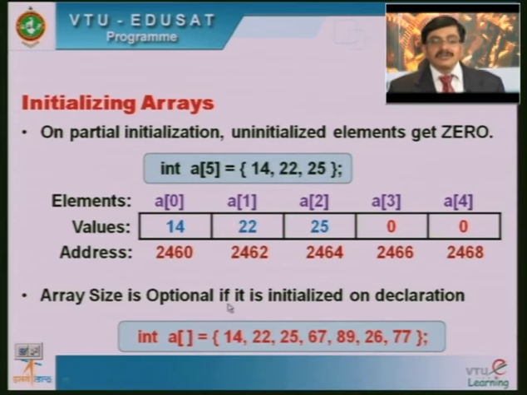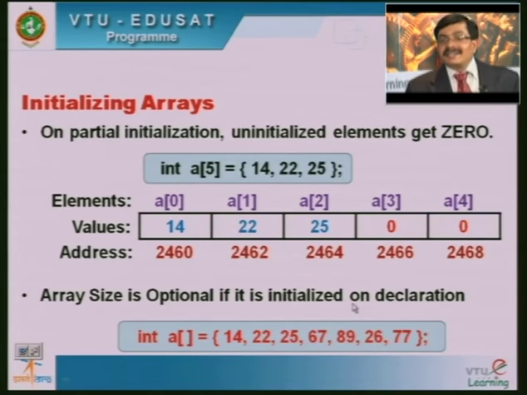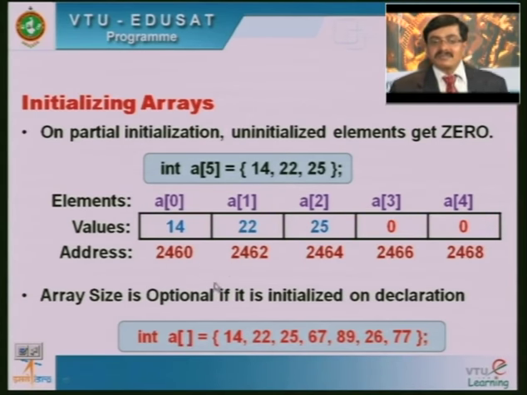So array size is optional if it is initialized on declaration. And this is quite interesting. Here I am not mentioning the size of the array, I am just mentioning the elements that could be stored in this particular array. So A is an array of integer elements, and the size is optional, so I am not mentioning it. The reason is that all the possible elements that could be stored in this array I am mentioning here: 14, 22, 25, 67, 89, 26 and 77. So how many elements do we have? 1, 2, 3, 4, 5, 6, 7.